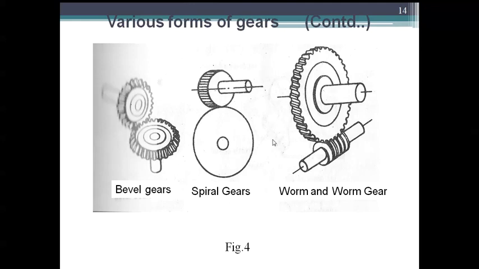So next one is bevel gears. Bevel gears are coplanar, but the shafts are intersecting. So these are the bevel gears. They are mainly used in the differential, where one is called the sun gear and one is called the planet gear. So these are bevel gears.